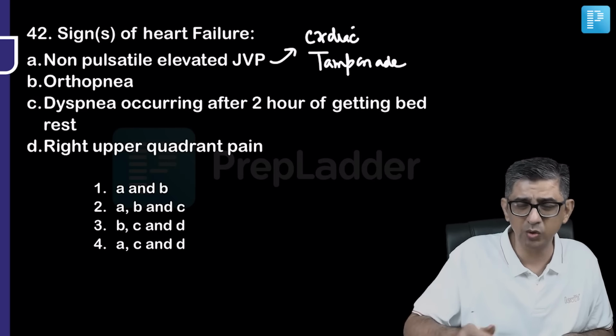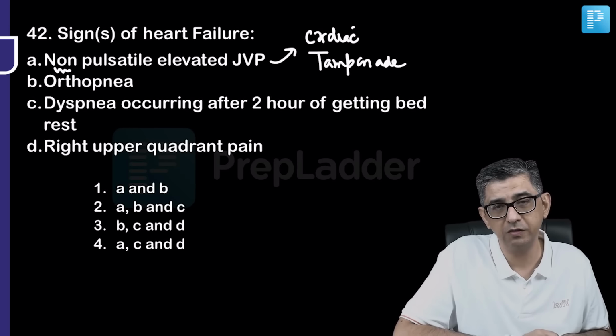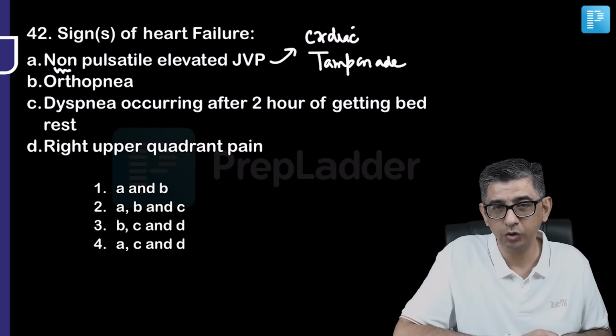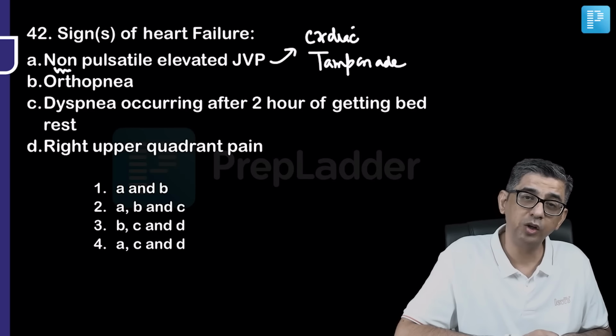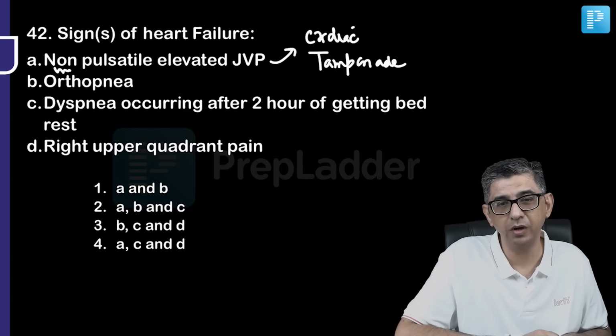There are only 2 scenarios where I've described a non-pulsatile elevated JVP: superior vena cava thrombosis and cardiac tamponade. So this is not a feature of heart failure. It's rather when intrapericardial space pressure is more than the left ventricular end diastolic pressure.